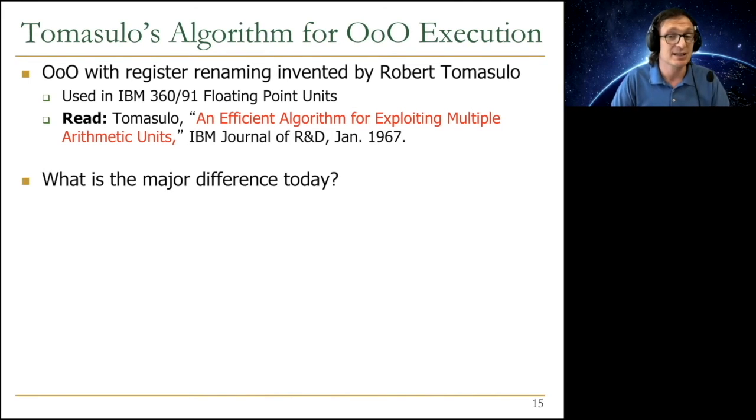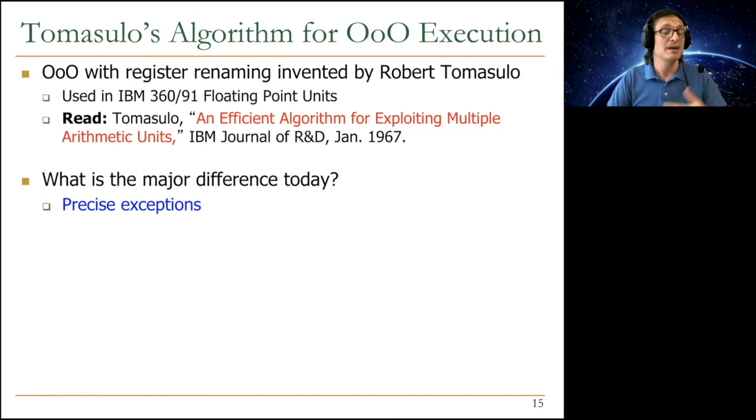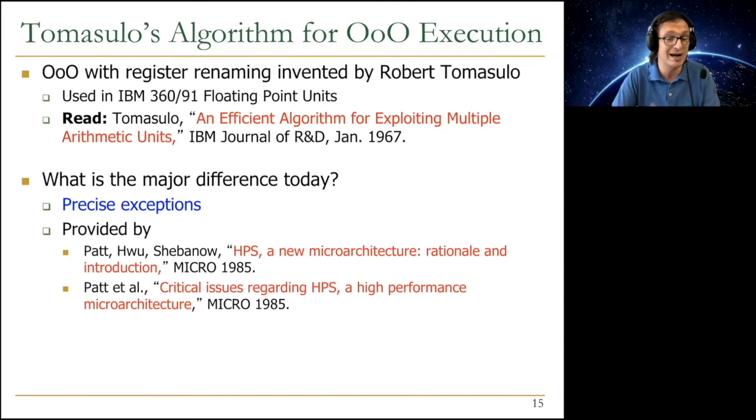What happened 18 years later is people figured out how to incorporate out-of-order execution and precise exception principles together. And then out-of-order execution really took off. And that was actually provided by these two works that were published in 1985. It's called the High Performance Substrate, that introduces the idea of precise exceptions and out-of-order execution at the same time.